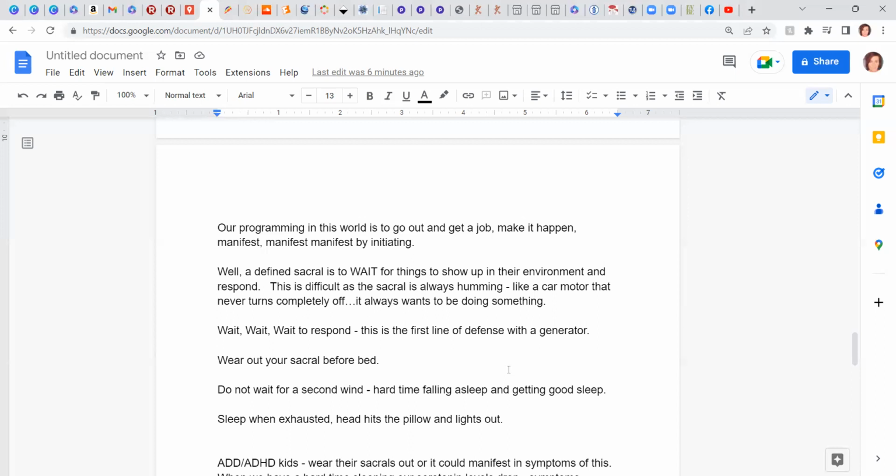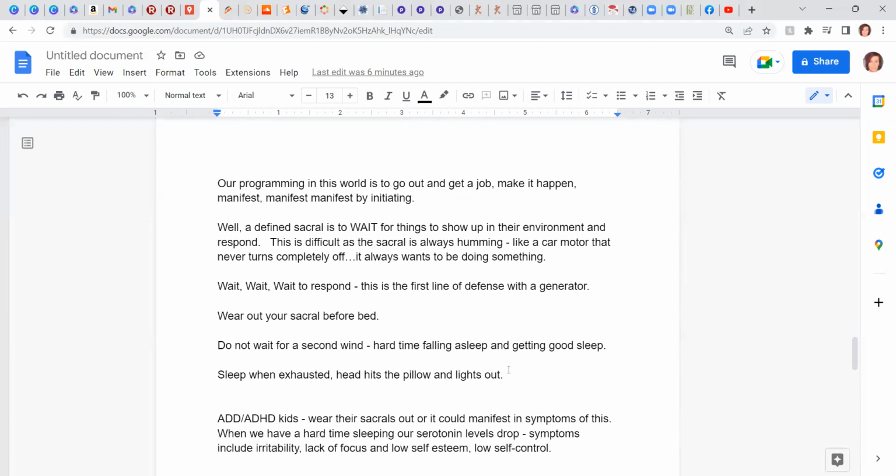So go to sleep. First, do not wait for a second wave of energy. I know I've done this several times, and still do it every once in a while, and I'm like, oh, I knew this. When you're tired, go to sleep. You should be literally hitting the bed. Ideal for a generator, manifesting generator, is hitting the bed, head in the pillow, exhausted and feeling so satisfied, physically satisfied in your day, where you just boom, done. So sleep exhausted.